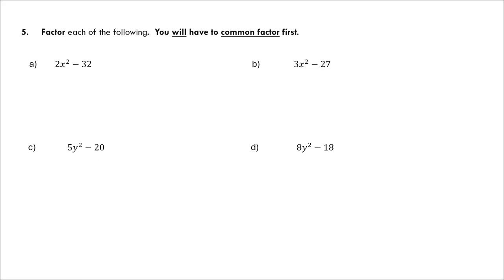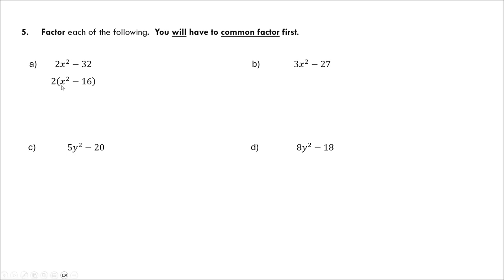Question 5 asks us to factor each of the following. You will have to common factor first. Looking at these as they are now, they are not perfect squares. 2x squared is not a perfect square, and 32 is not a perfect square. But if we take the greatest common factor of 2x squared minus 32, which is 2, and factor it out, we're left with 2 times x squared minus 16.